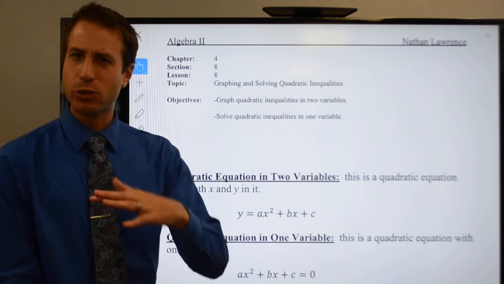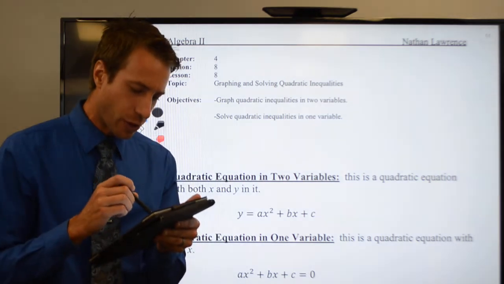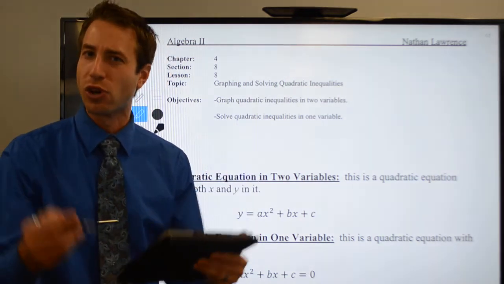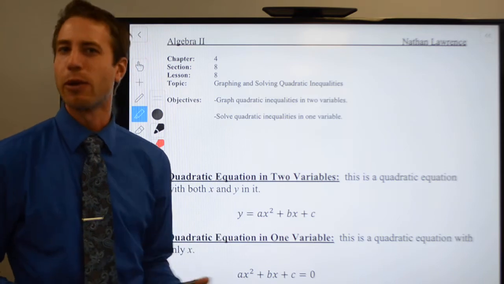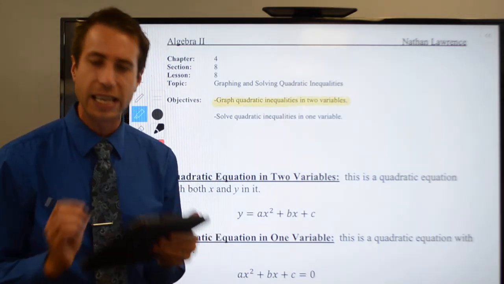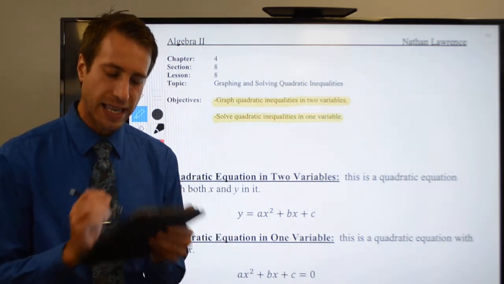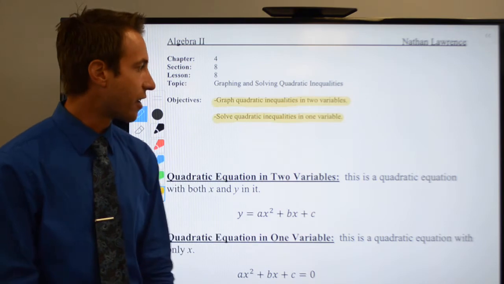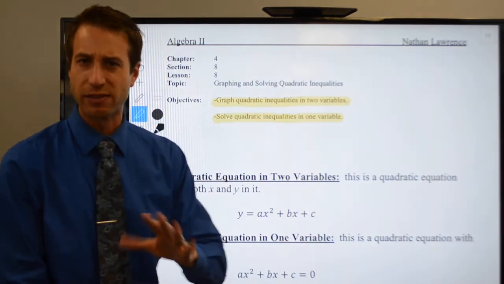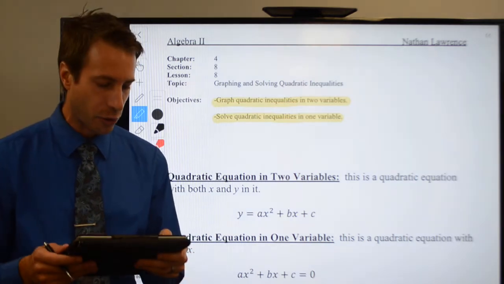I'll get into a description of what we're going to be doing in this set of notes. Before I do that, just real quick, I'll throw the objectives or learning targets at you: the things you should be able to do by the time we get to the end of the notes. You'll need to be able to graph a quadratic inequality in two variables and solve a quadratic inequality in one variable. I'm sure at this point those objectives don't make a whole lot of sense, so let me see if I can clear that up for you a little bit.